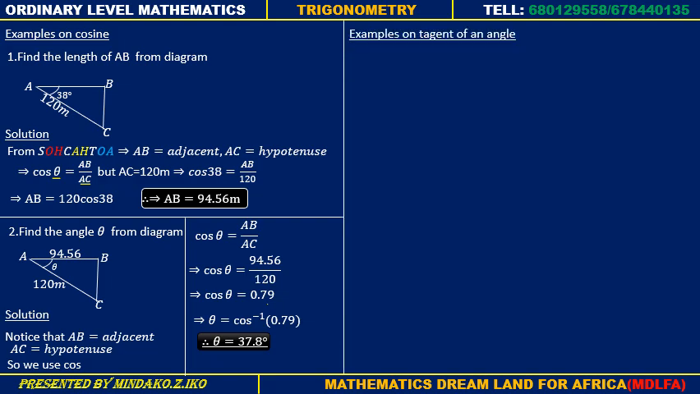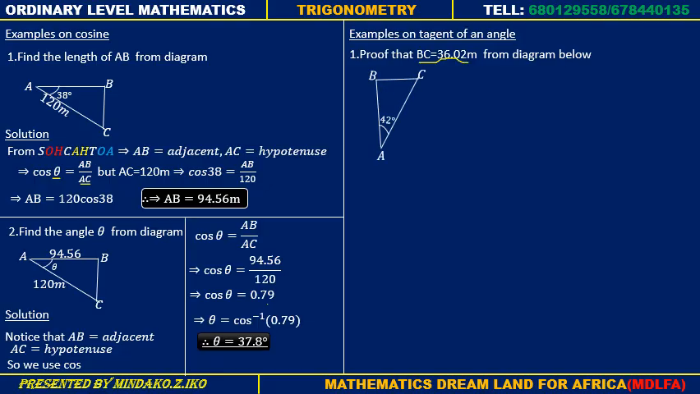Let's now move on to examples on the tangent of an angle, so we are going to tan theta. We have looked at sine and cos. Under sine I solved one example, under cos two. Now let's look at tan. Example 1: we are going to prove that BC equals 36.02 meters from the diagram below.